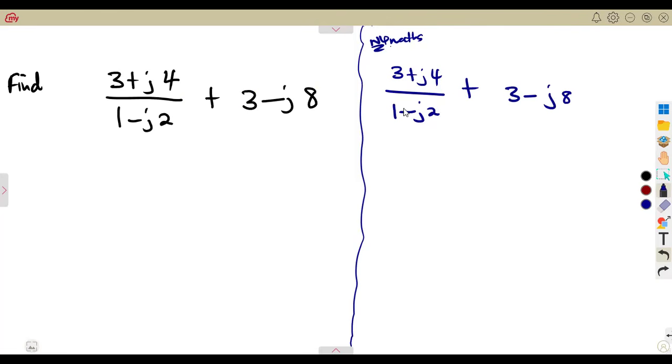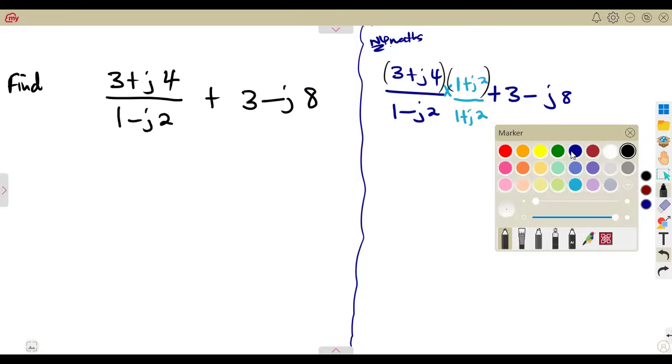Remember, we need to get rid of the denominator to be a real term. So we need to multiply by the complex conjugate. Let me just separate a little bit here. We multiply by the complex conjugate of the denominator, where we introduce a negative on the imaginary part. If I introduce a negative, it will be a positive. That's (1 plus J2) over (1 plus J2). Remember your N4, you're going to expand the brackets in this case, because you're multiplying this bracket by this bracket.